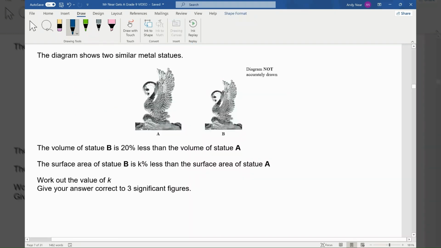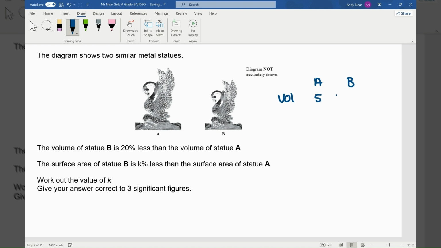So here we have two similar shapes, and we're told that the volume of statue B is 20% less than the volume of statue A, or in other words, it is 80% of the volume of statue A. So in terms of their volume, they are either in the ratio of 5 to 4 or 1 to 0.8, 0.8 being the decimal of 80%.